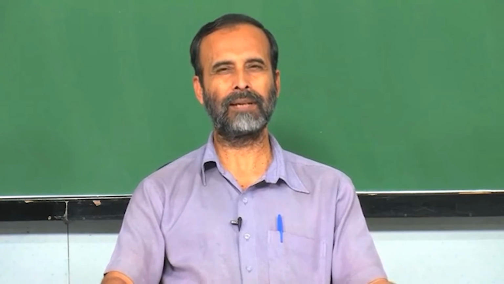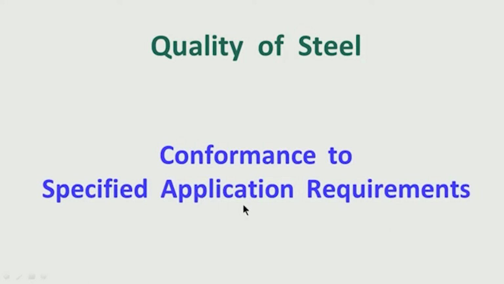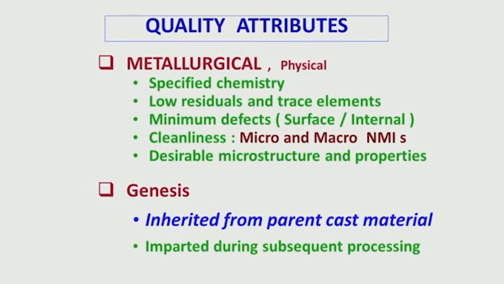Yeah, in the last session, all of you will remember that I have covered what is meant by quality of steel, what is the basic understanding, and I had mentioned it is basically conformance to specified application requirements. Then I had told what are the measures, what are the attributes by which we can measure whether a steel is having good quality or not, whether a component will perform to the desired expectation or not. There I had mentioned the metallurgical quality attributes which are being covered in this particular course.